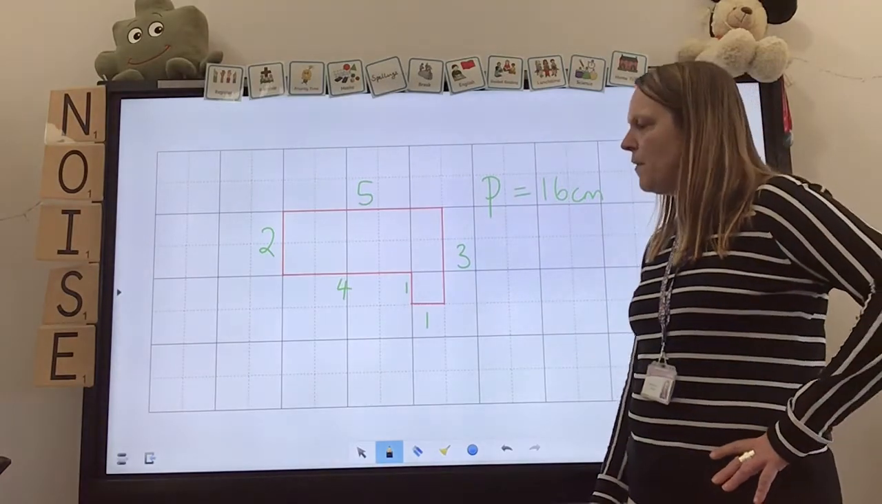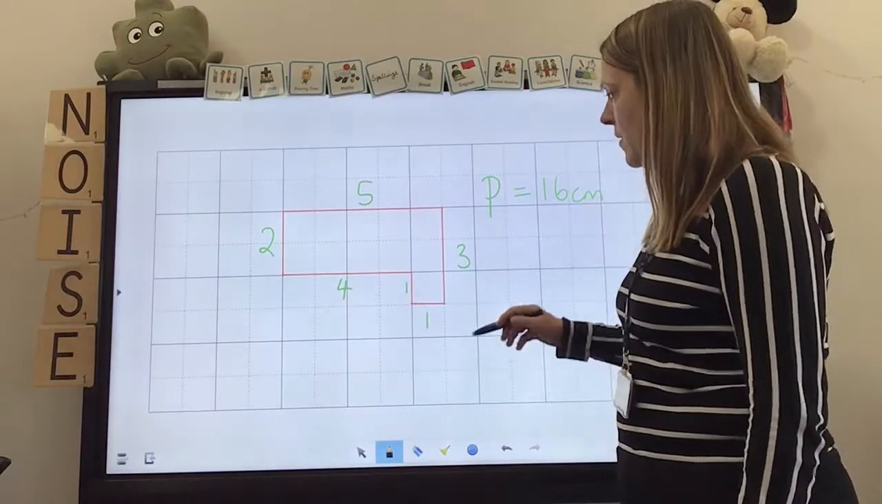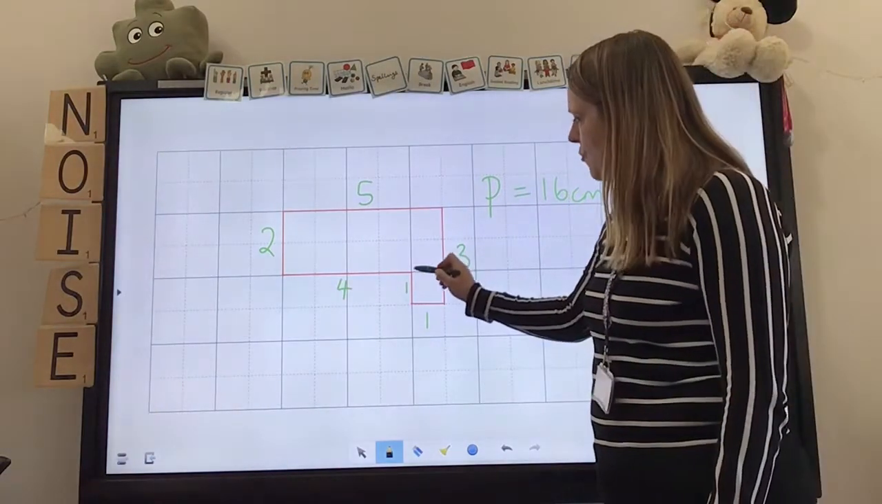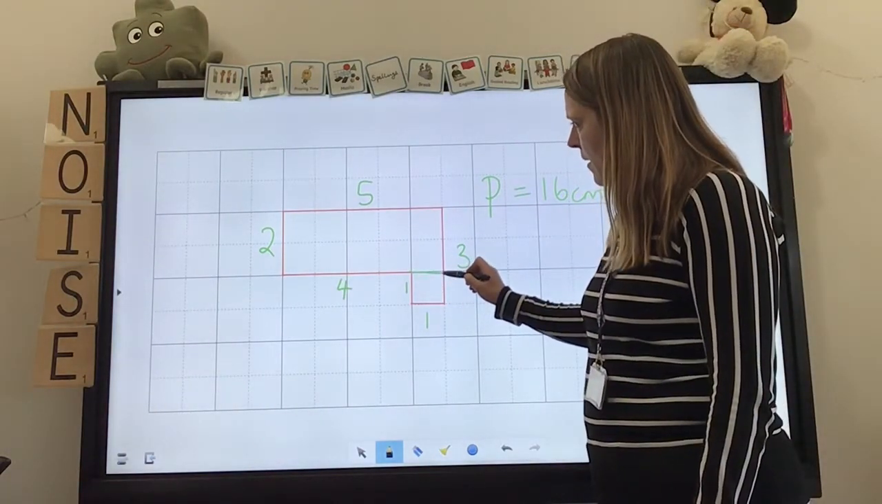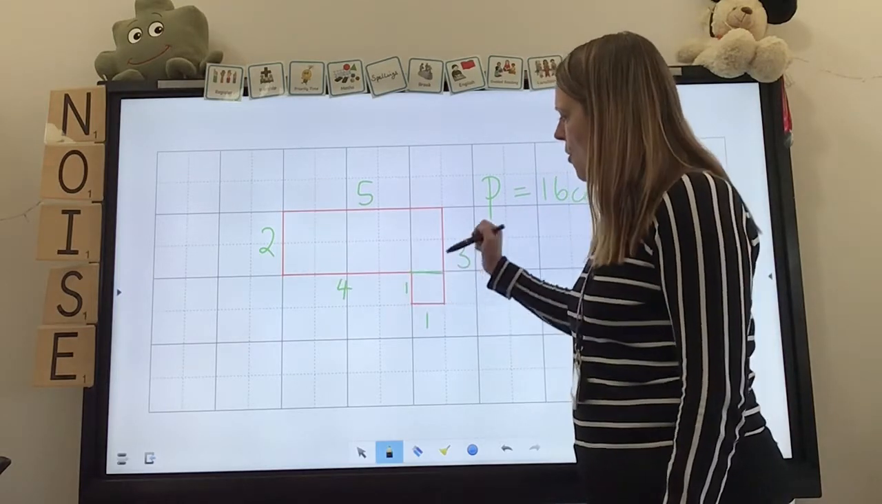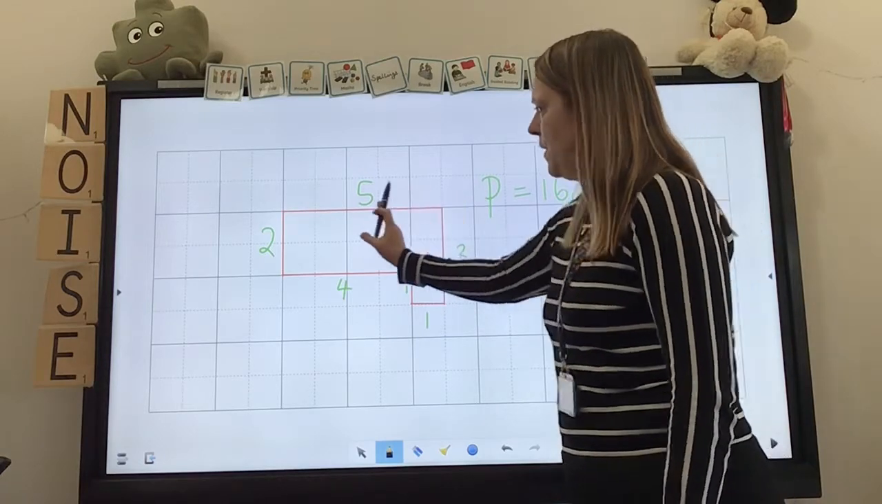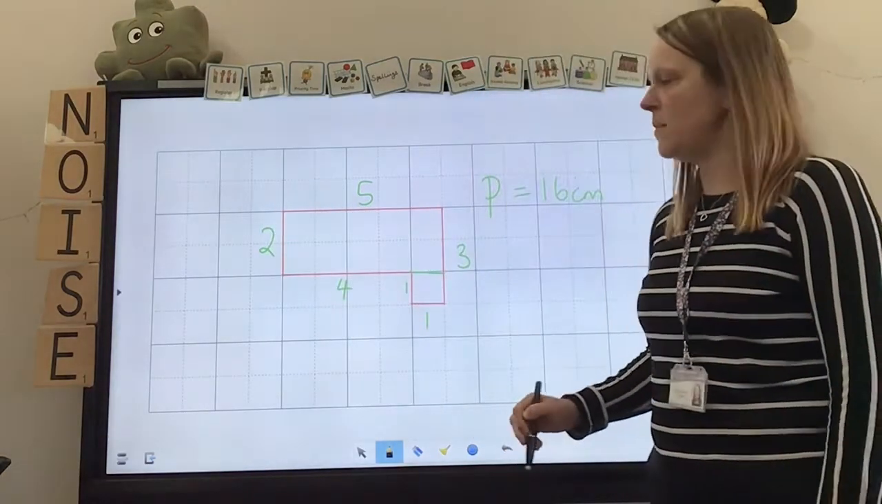So I need to divide my rectilinear shape up into 2 rectangles. And there's 2 ways of doing it. I could draw a line along here, and that gives me 1 rectangle and another rectangle. Or I could have done my line down here and had that rectangle versus that rectangle. It doesn't matter, it should give me the same answer.